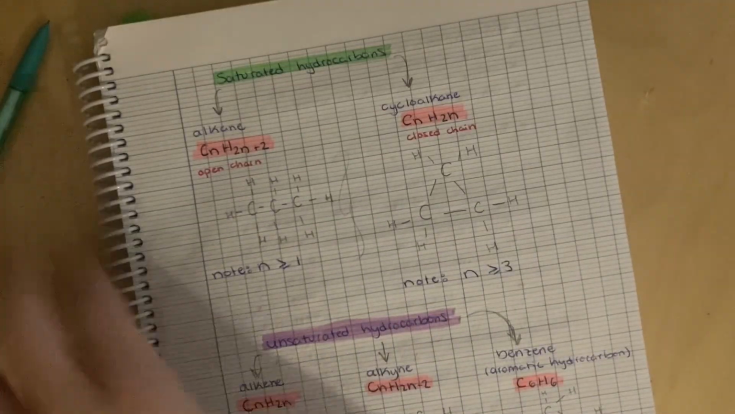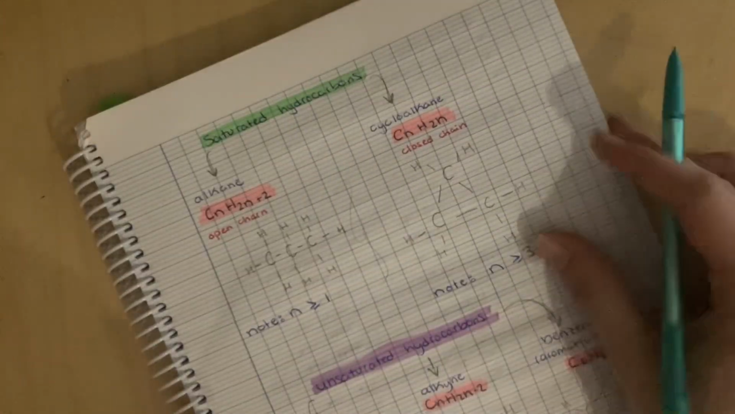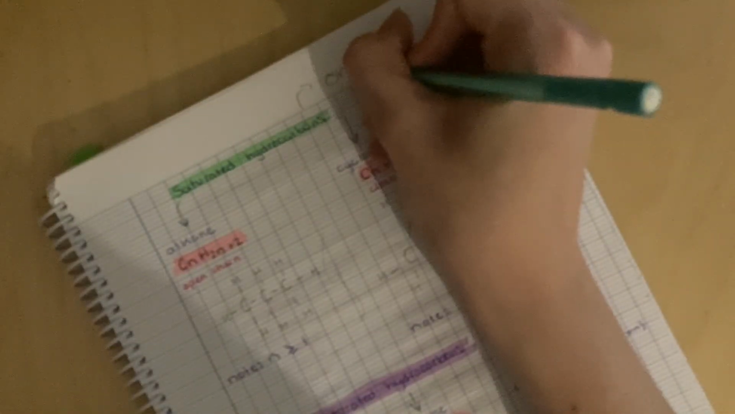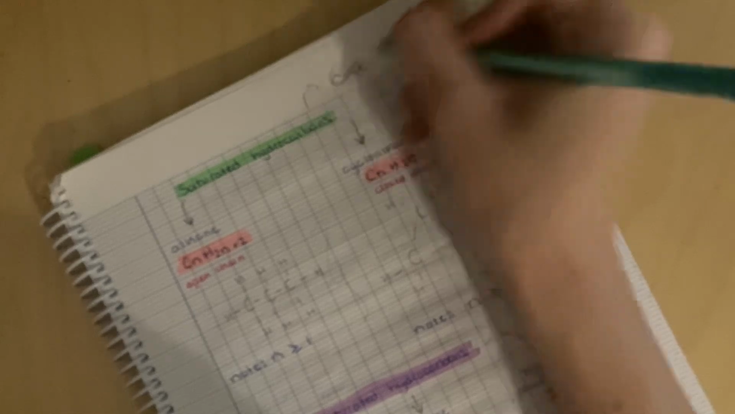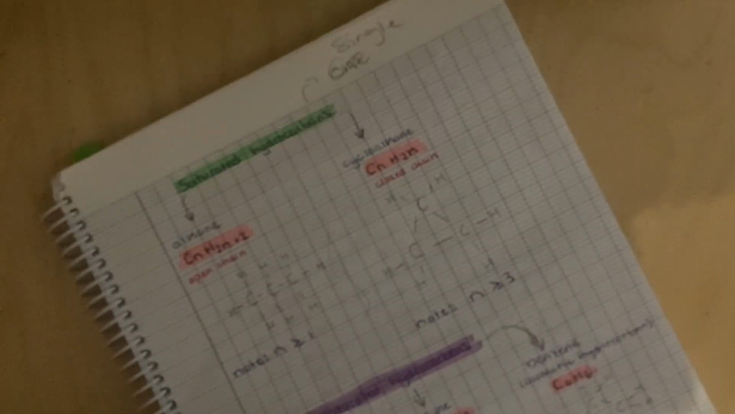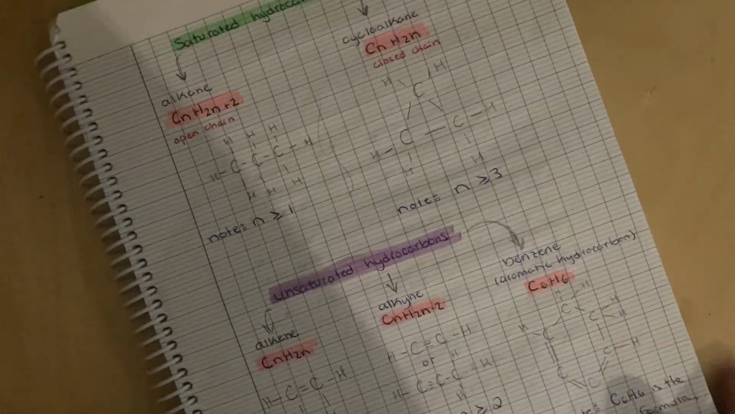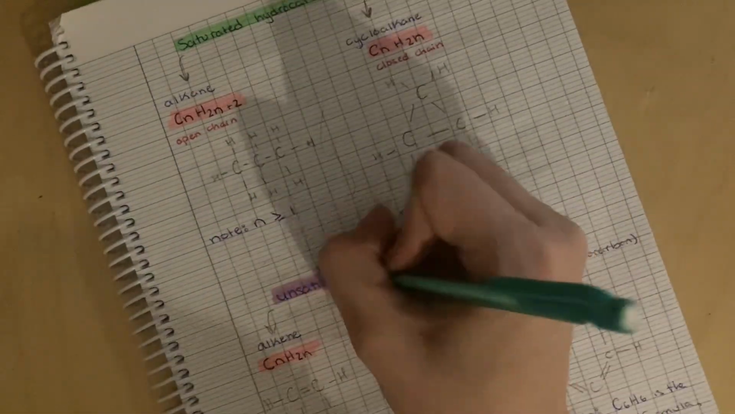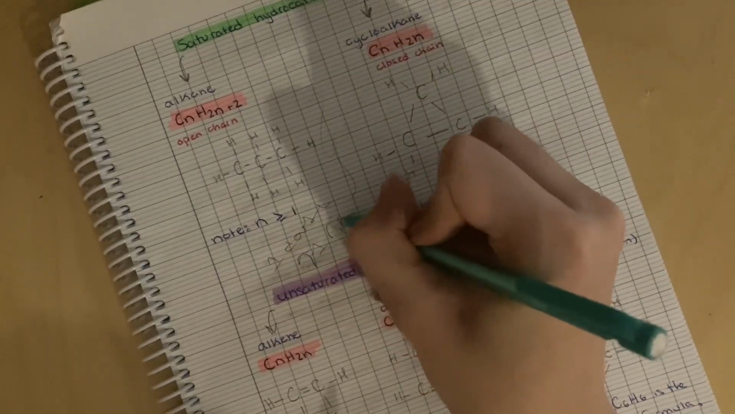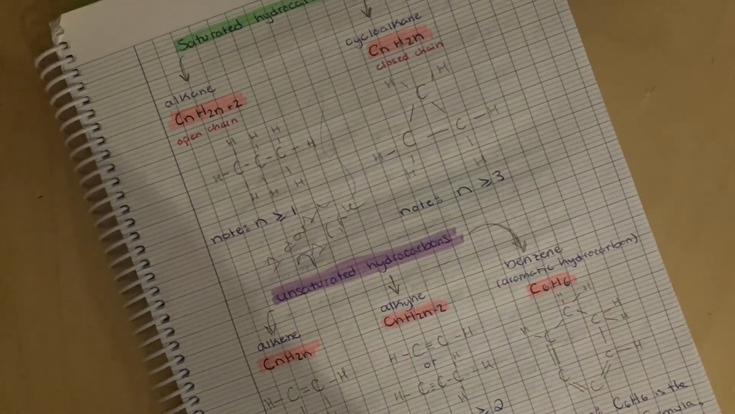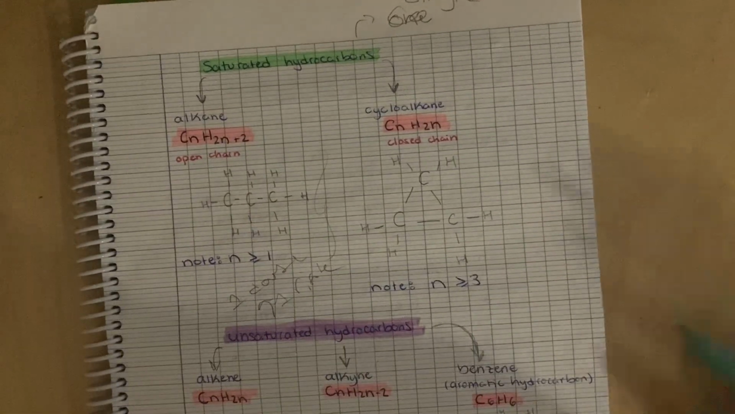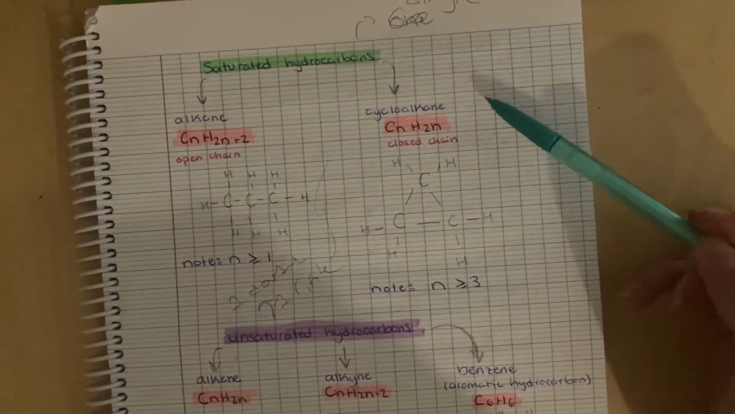What's the difference between them? It's a pretty basic difference. Saturated hydrocarbons have single covalent bonds only, whereas unsaturated hydrocarbons are going to have at least one double or one triple covalent bond. So saturated hydrocarbons, we've got two types. We've got an alkane and we've got a cycloalkane.